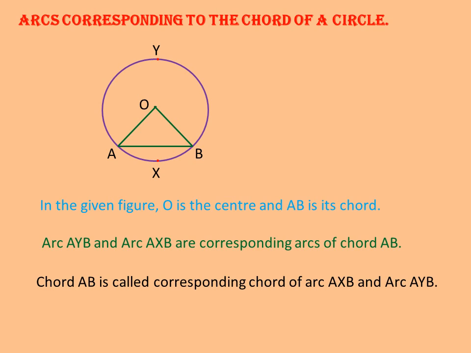If you draw one more chord in the figure, again you will have different arcs. So whenever you draw two chords, you will get the circle in parts, and both the parts will give you two different arcs.